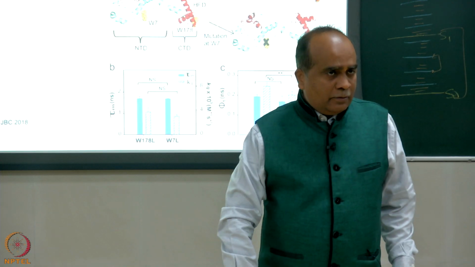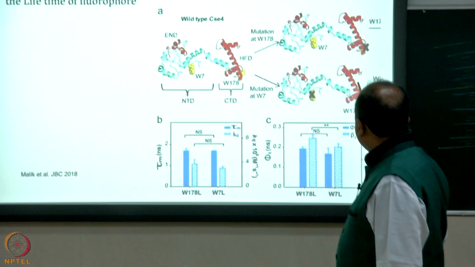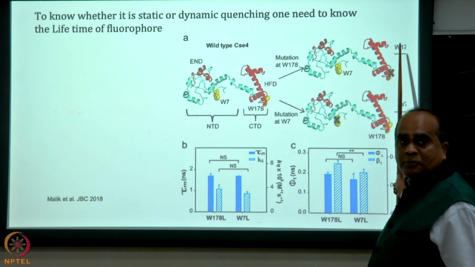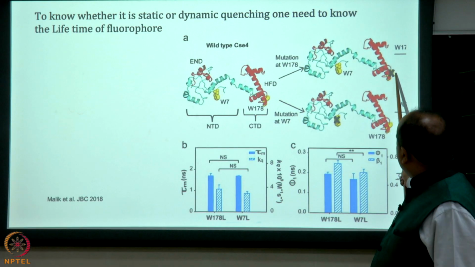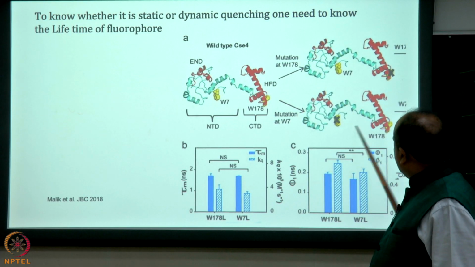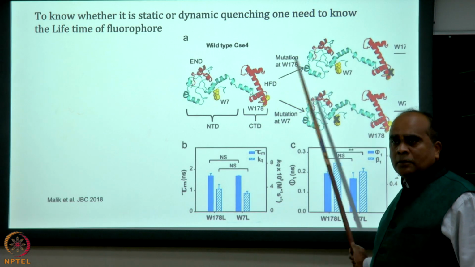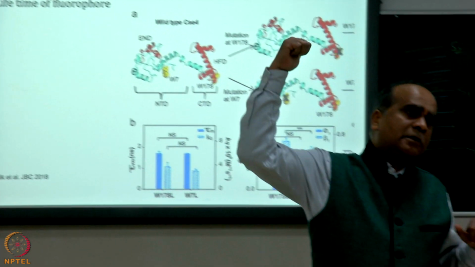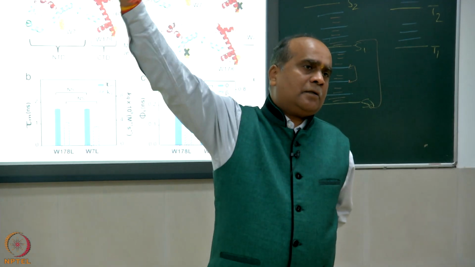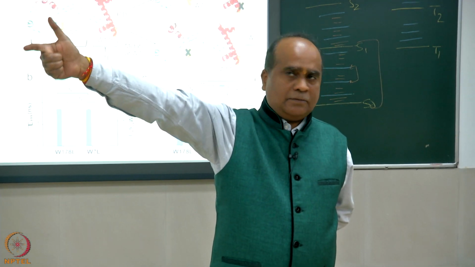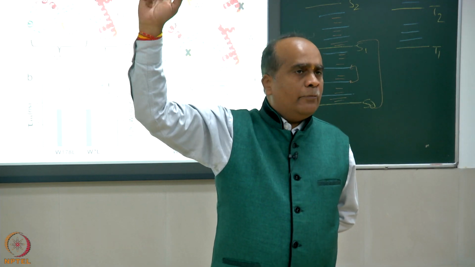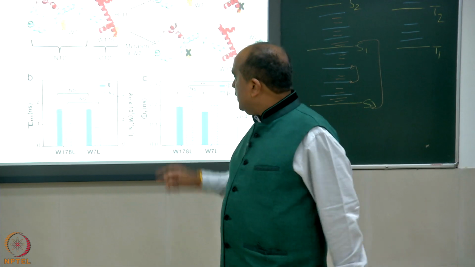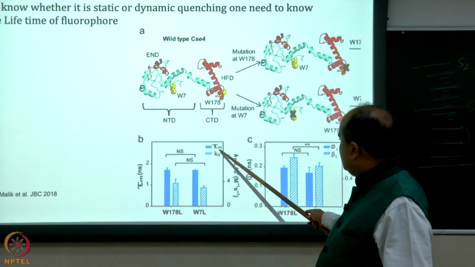Now using single point mutation you can create a construct where only W7 is active and 178 is mutated to something like leucine or whatever. In another case you can mutate W7 and keep 178 active. So now we have 2 constructs. In one construct only W7 is active and in another only 178 is active. When I do fluorescence of these 2 proteins, we know where the signal is coming from, right. Now we can do the quenching experiment, right.